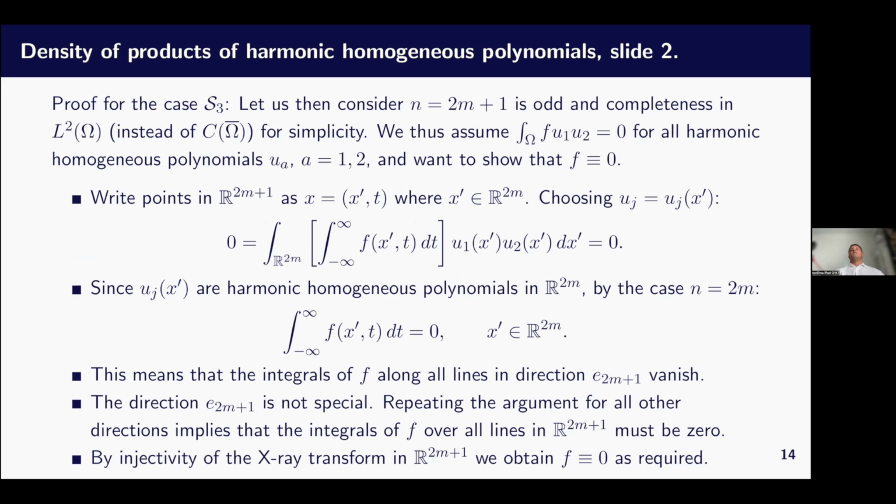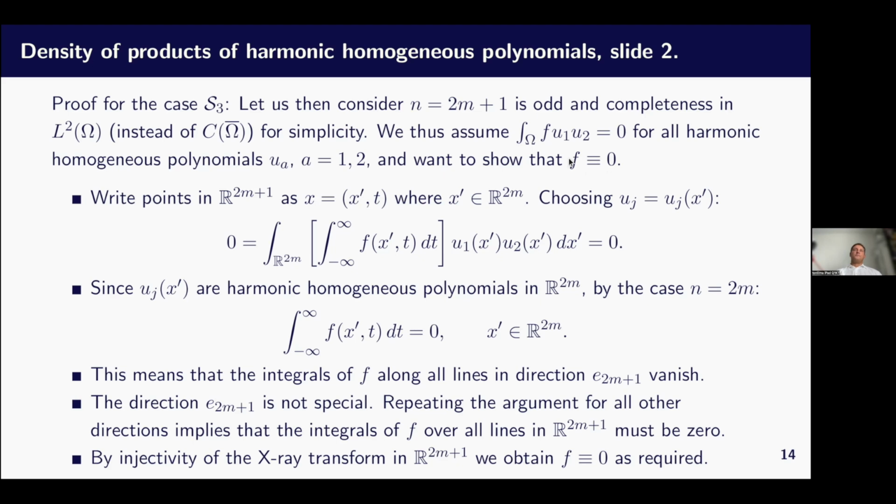So in this case, I will consider a little bit simpler problem. I will only prove completeness in L2 instead of in this stronger realm of continuous functions. This is just for simplicity. To go from L2 to C with a supremum norm, you need some functional analysis, but I don't want to go there. To prove this, we thus assume that f integrates to 0 against products of any harmonic homogeneous polynomials. And the task is to show that f is 0. If we can show that, it follows that S is complete in L2.